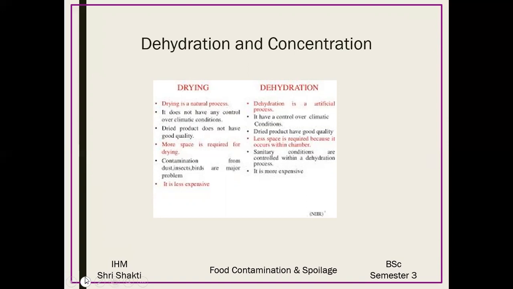Sun drying is a natural process, so it doesn't have any control over climatic conditions. The dried product doesn't have good quality. More space is required for drying. Contamination from dust, insects, and birds is a major problem. It is less expensive.